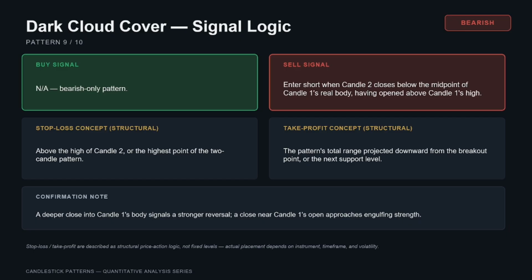Stop loss concept: above the high of candle 2 or the highest point of the 2 candle pattern. Take profit concept: the pattern's total range projected downward from the breakout point, or the next support level. Confirmation note: a deeper close into candle 1's body signals a stronger reversal.